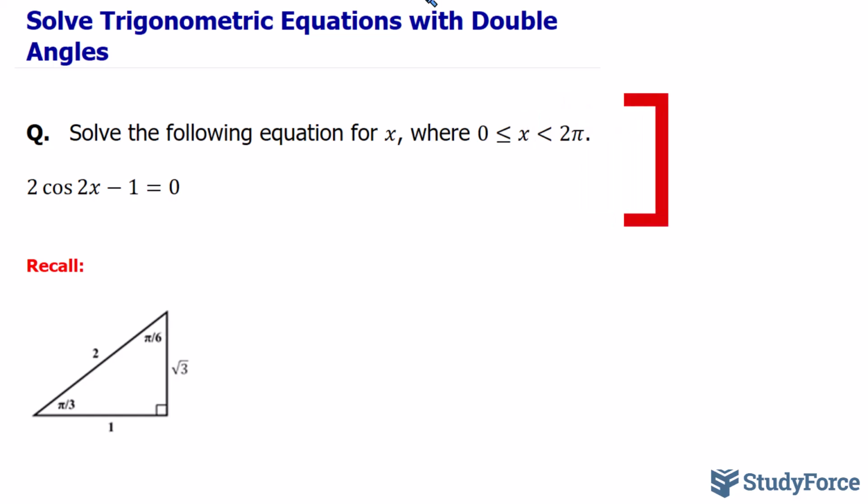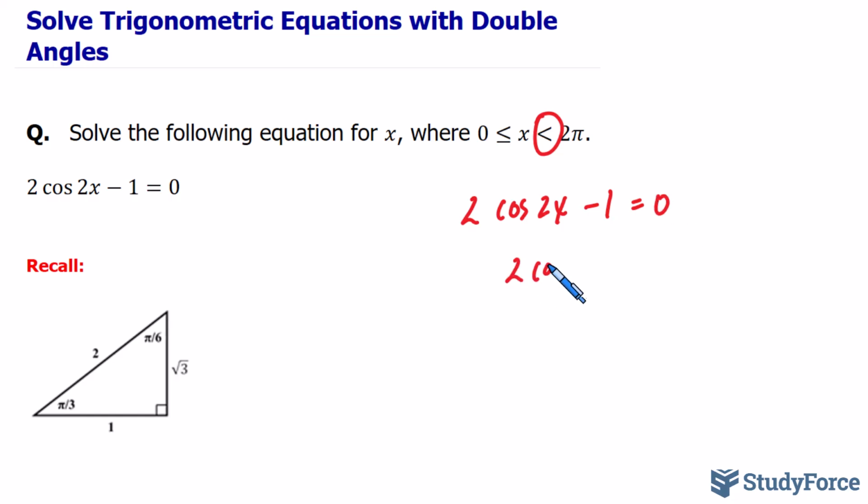The question reads, solve the following equation for x where our domain is between 0 and 2 pi, and this is non-inclusive of 2 pi. Let's apply some basic algebraic techniques to try to isolate for cosine. Originally, we have 2 cosine 2x, take away 1 is equal to 0. We'll bring that 1 over and divide both sides by 2. This leaves us with cosine 2x is equal to 1 over 2.